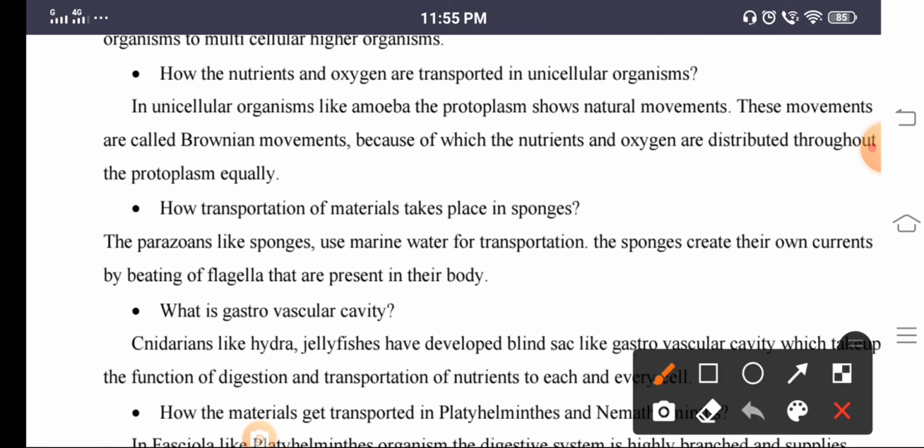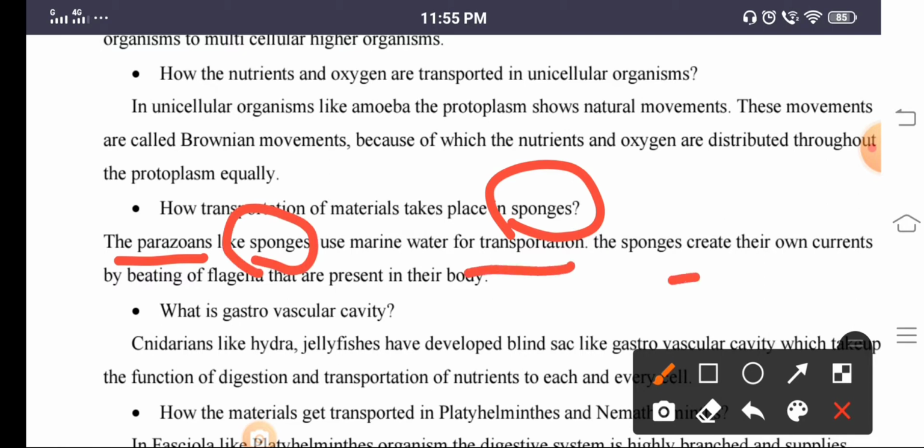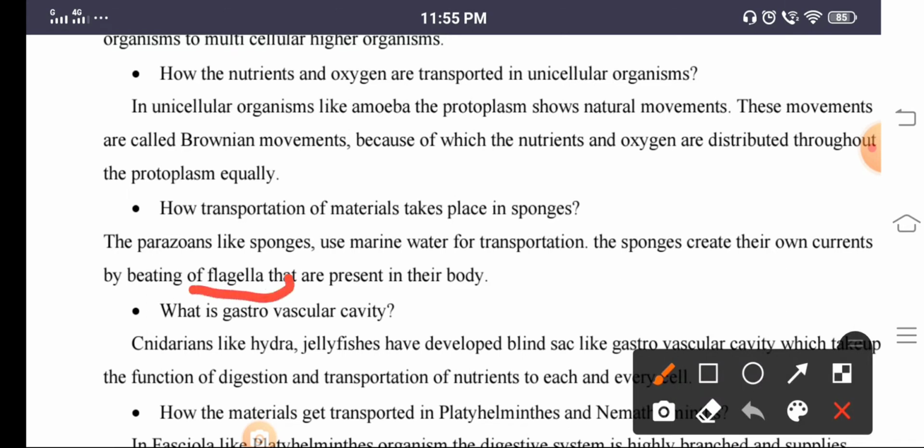Next, let us discuss how transportation of materials takes place in sponges. Parazoans or porifera like sponges use marine water for transportation. Sponges create their own currents by beating the flagella present in their body. This is very important. By the flagella, water currents occur, and so the movement of materials takes place.